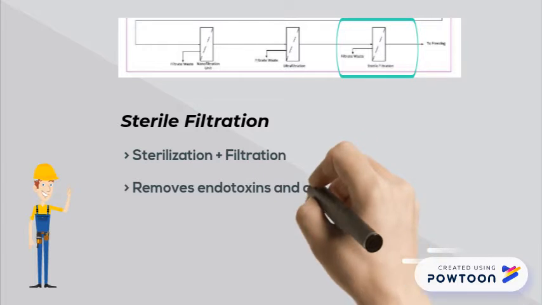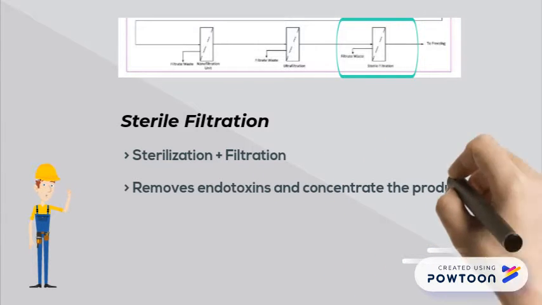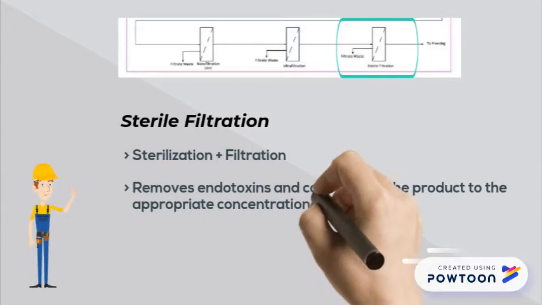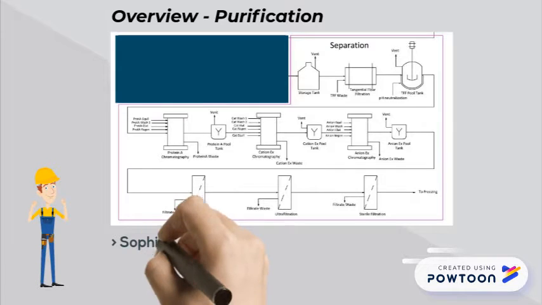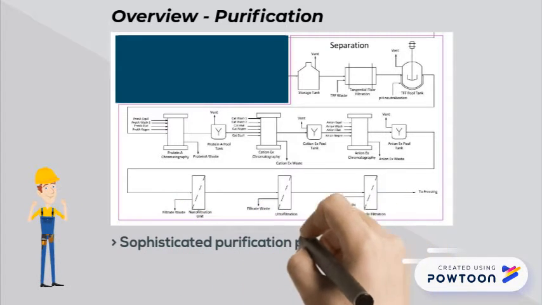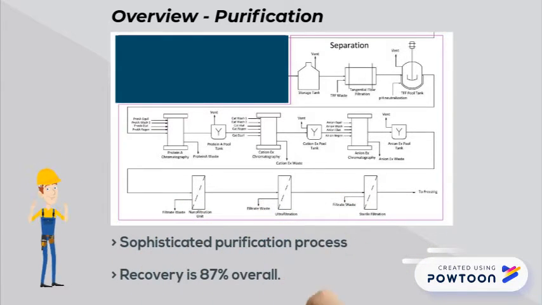Sterile filtration serves as the last purification step to help remove any final endotoxin, and also to help concentrate the product to the appropriate concentration. The purification or separation steps for monoclonal antibodies is sophisticated, and the overall product yield obtainable from the purification process is about 87%.